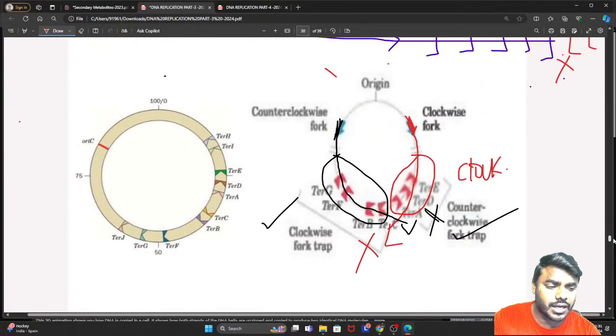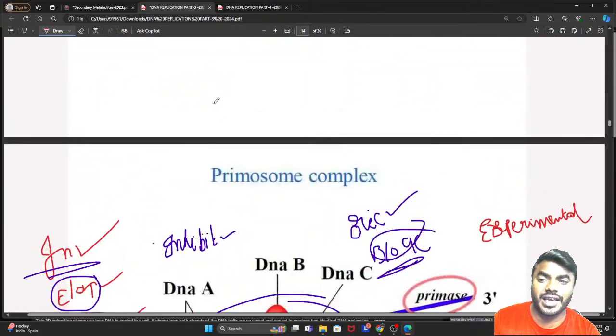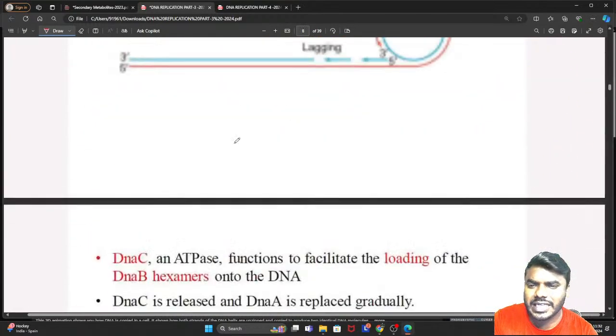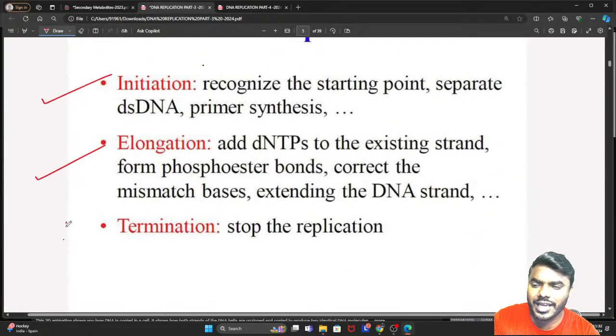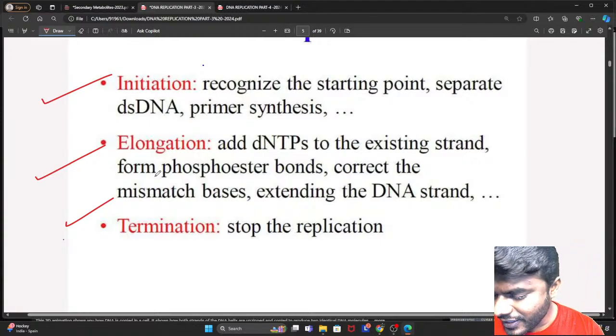This is called prokaryotic DNA replication, in which we read the process of initiation, the process of elongation, as well as the process of termination, which we understood elaborately. And do we really get questions in the exam?